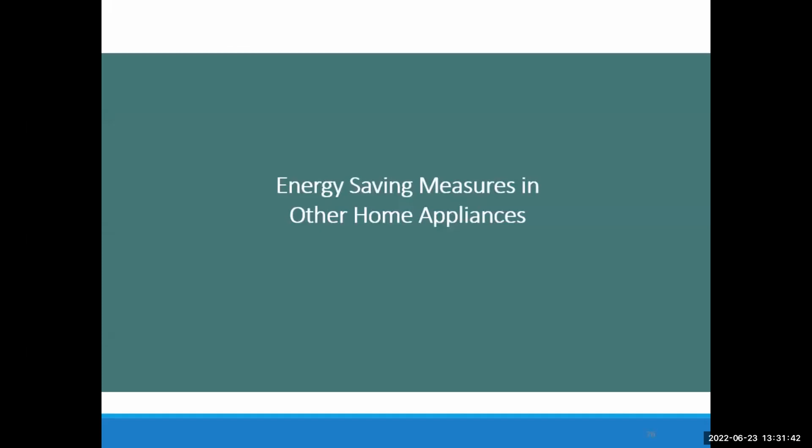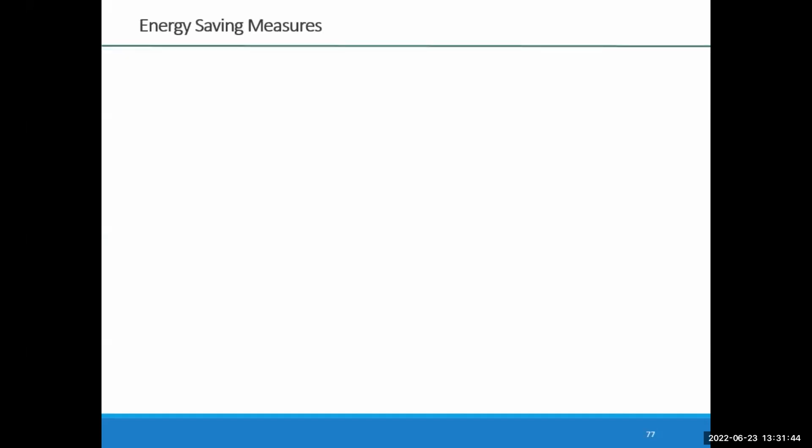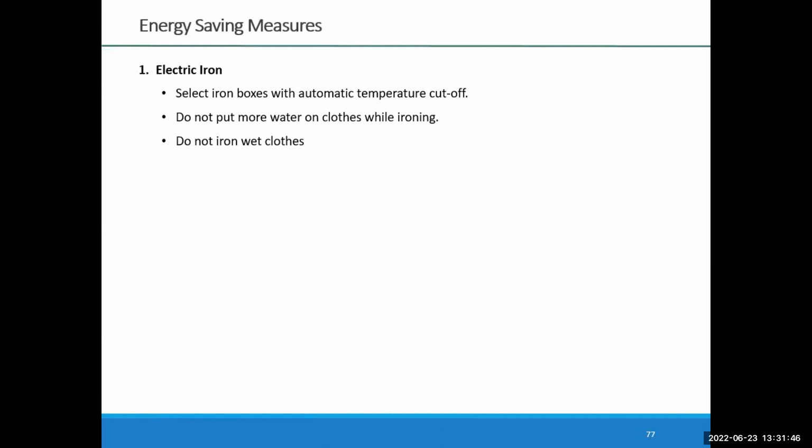So energy saving opportunities in other home appliances. We will see what is there here. Coming to the electric iron, select iron boxes with automatic temperature cutoff. I hope most of the systems are with this setting in the present scenario. Do not put more water on clothes while ironing.